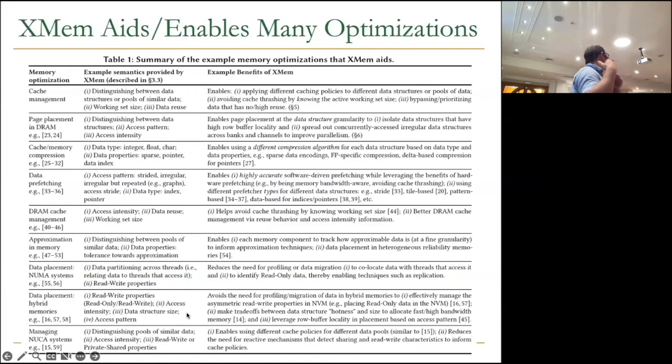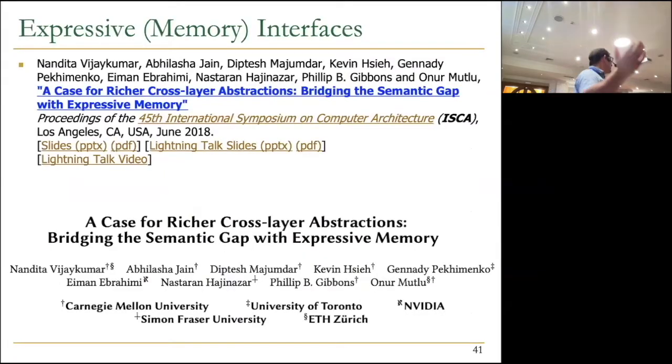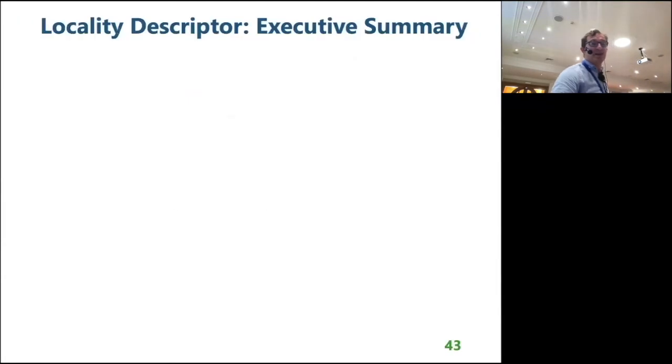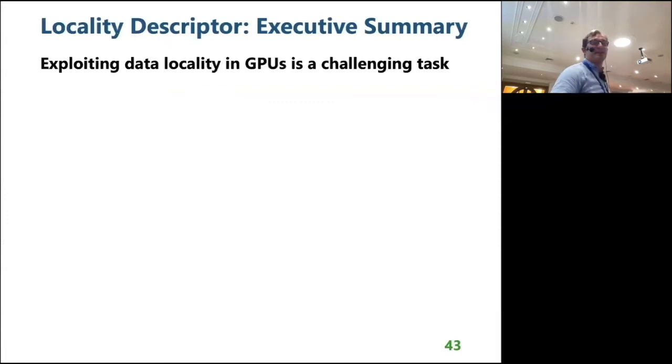But again, the paper is also limited in terms of what it can fit into one paper. So this is the idea over here. In the same conference, we published another paper together with NVIDIA. So we worked on a particular example of this idea on NVIDIA GPUs, and we called it locality descriptor. It turns out exploiting data locality in a GPU is a very challenging task.